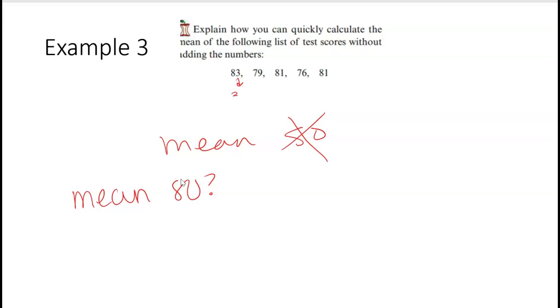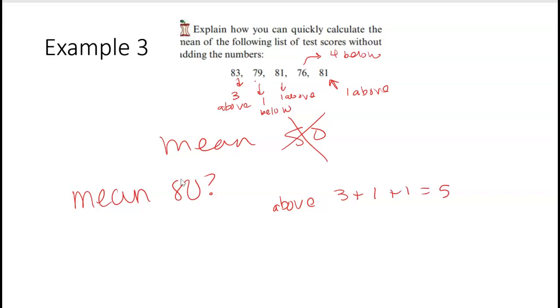So how far is this from 80? 3 above, 1 below, 1 above, 4 below, and 1 above. Okay, so let's add up all the aboves. So above, we're going to have 3 plus 1 plus 1 is 5 above. And let's add up all the belows. Think of this as your fulcrum, your balancing point. We've got 1 below, 4 below, 5. So we've got 5 above 80 and 5 below. That's going to balance it. So actually, our guess was right. The mean is 80. 80 is our average.